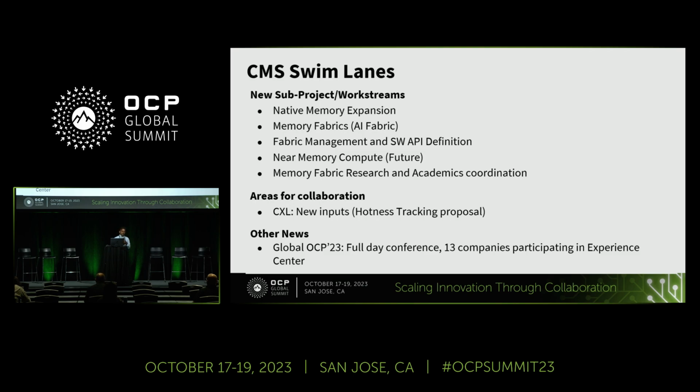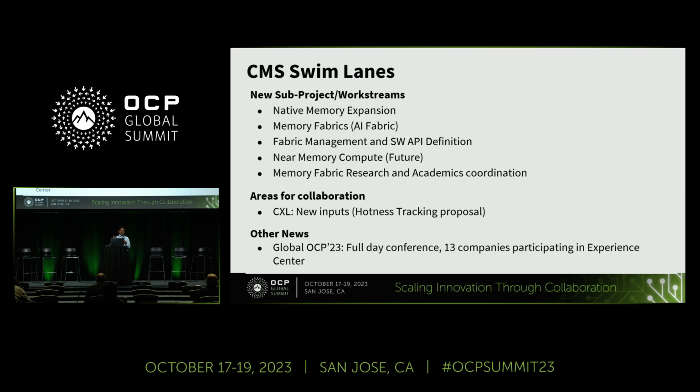Like I said, we have finished the hotness tracking requirements. That is currently going through the ECN in the CXL consortium. The OCP team is working with the CXL team to drive that ECN spec and all the things needed to get the ECN out the door, so that the device vendors can start implementing the hotness tracking.